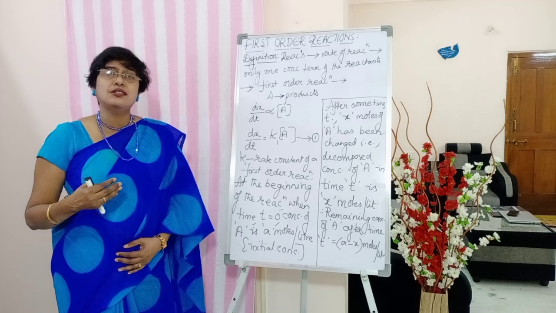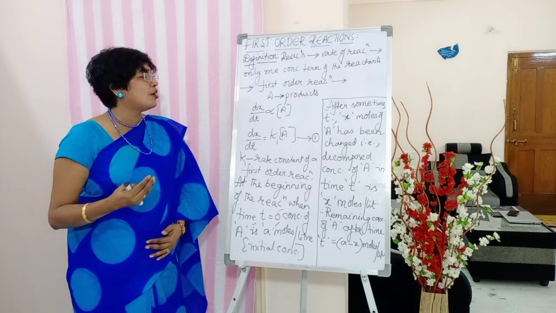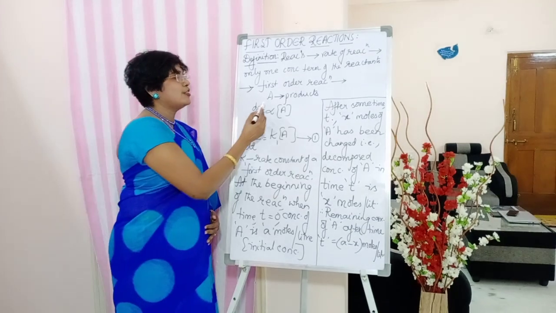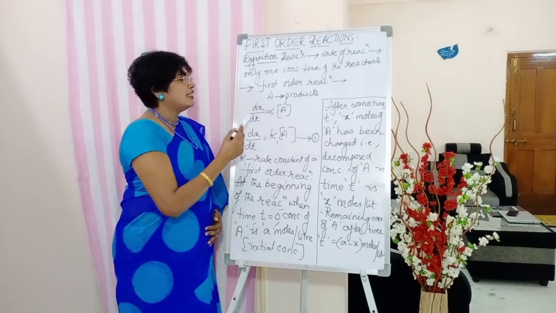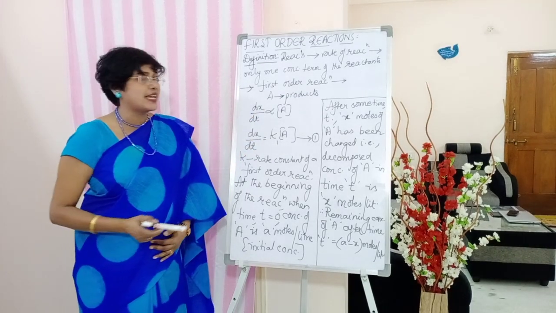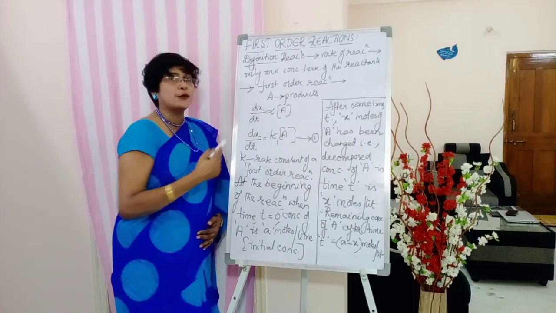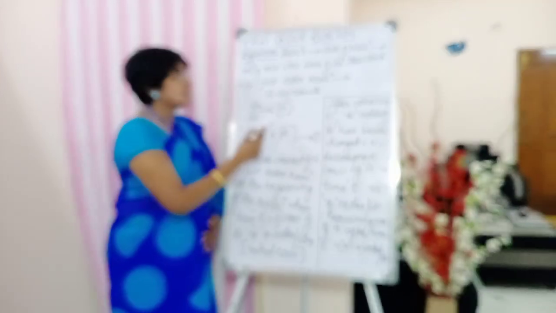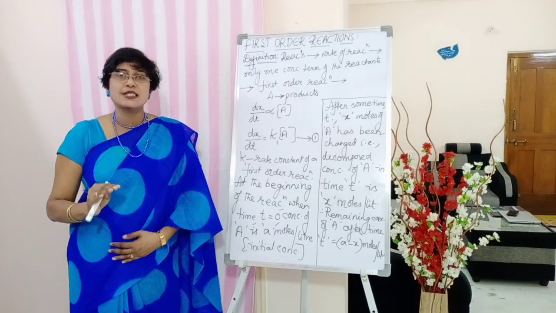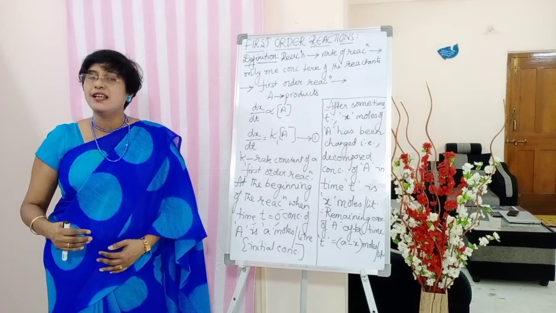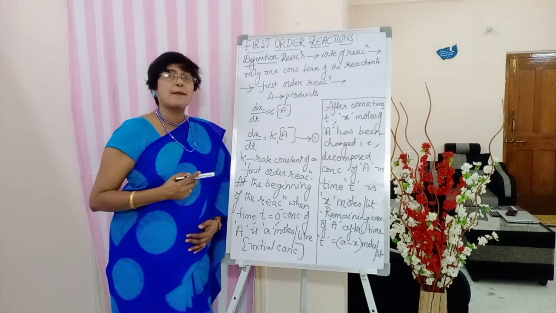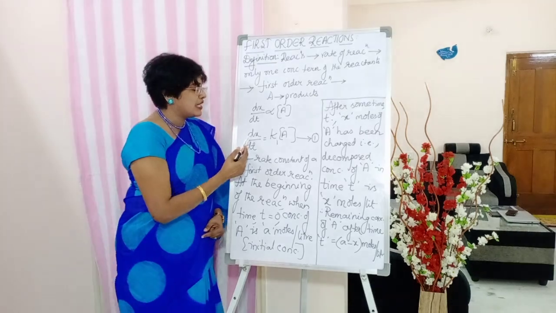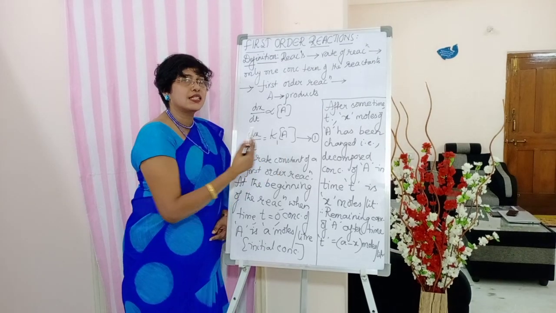Now how to write the rate expression for this reaction? We all know, according to the law of mass action, rate of reaction is proportional to concentration of the reactants. So A gives products is our first order reaction, and the rate expression goes like this: dx by dt is proportional to concentration of the reactants. Here what is the reactant? A. So dx by dt is proportional to concentration of A. Now next step. If we remove the proportionality, what are we supposed to write? A rate constant. So dx by dt is equal to K into concentration of A.